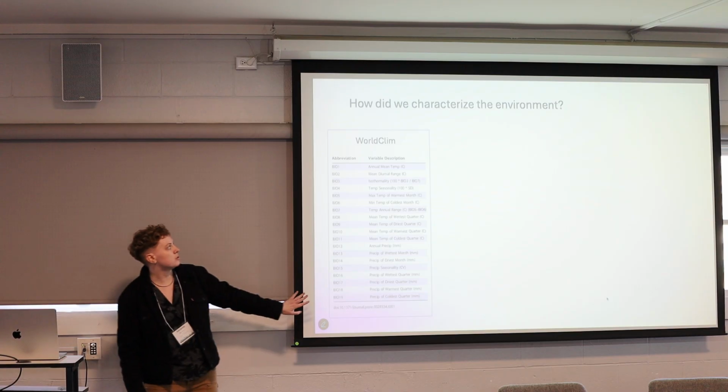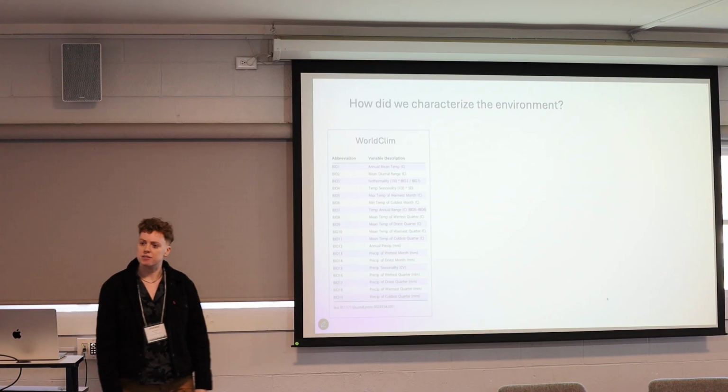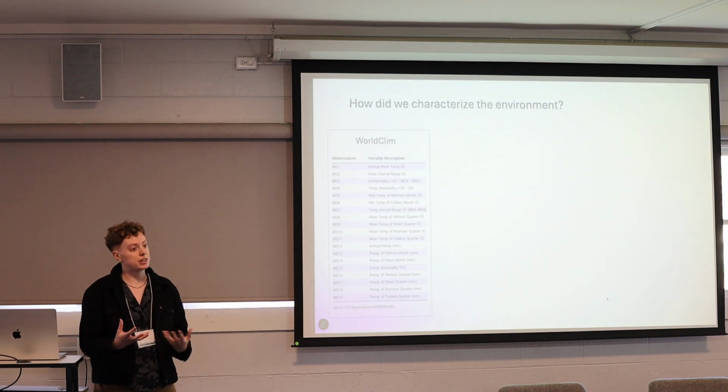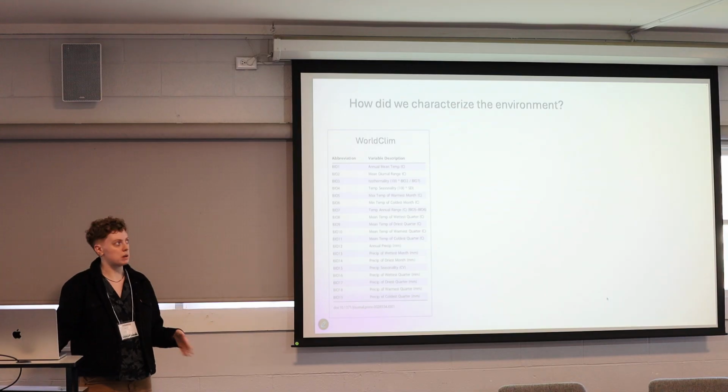So the first thing that we used was the WorldClim database. This is sort of the poster child for looking at environmental differences, but this largely colors just precipitation and temperature data, and like I just said, there's way more than that.